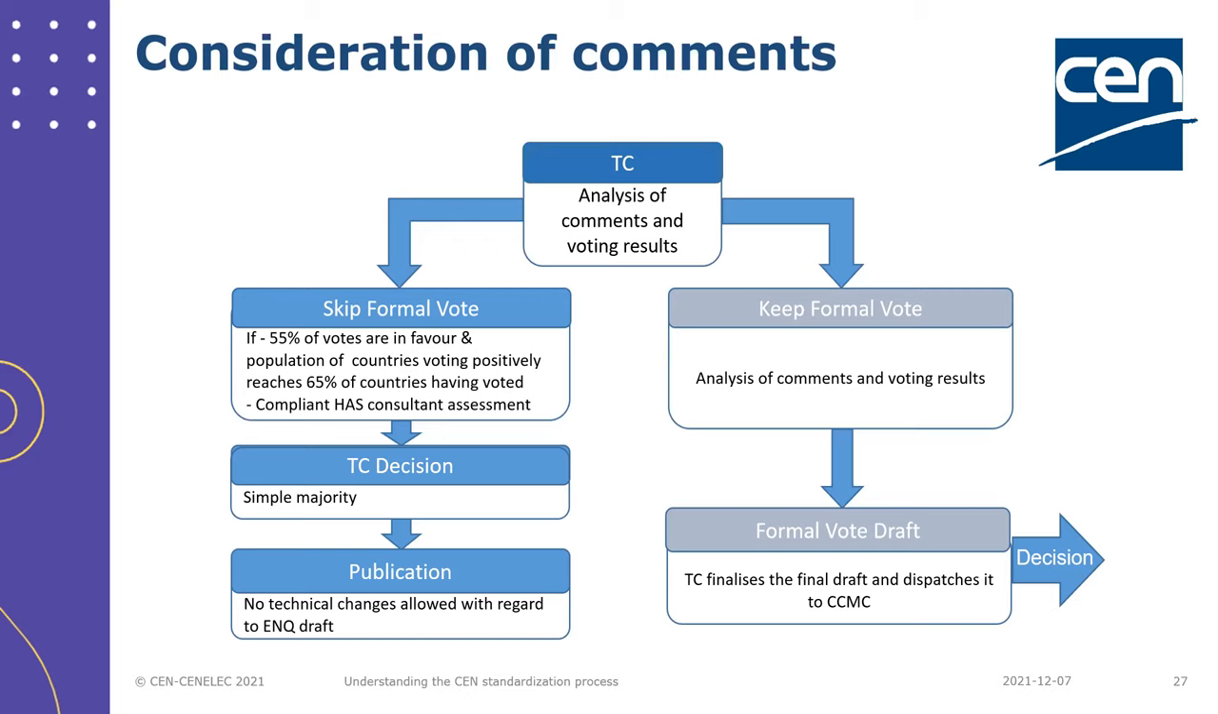If the TC wishes to skip formal votes, this is possible under certain conditions. The first one is that the weighted vote is positive. In case of harmonized standards, you need to receive compliant HAS assessment results. If these two criteria are met, this means that the TC will have to take a decision, in this case a simple majority decision. And if the vote of the TC is positive, this means that the standard can proceed directly to publication.